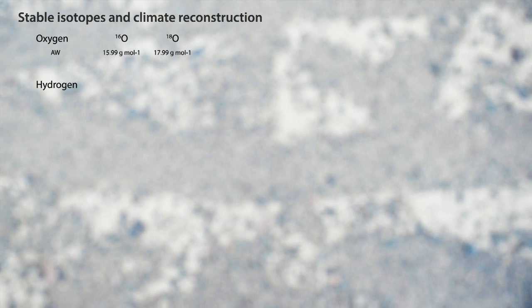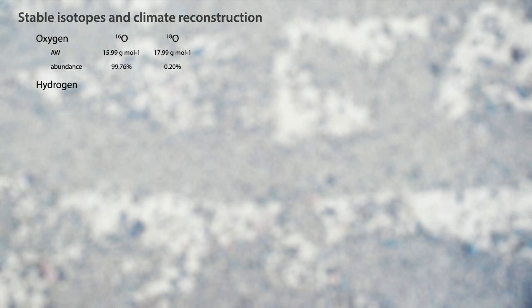In the atmosphere, nearly all oxygen atoms, 99.76%, are oxygen-16. A quite small but stable proportion is oxygen-18, roughly 0.2%. The remainder is oxygen-17, but this isotope is unstable.